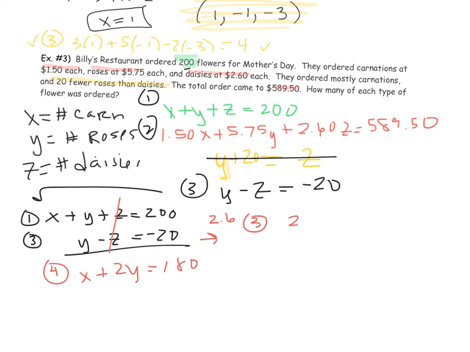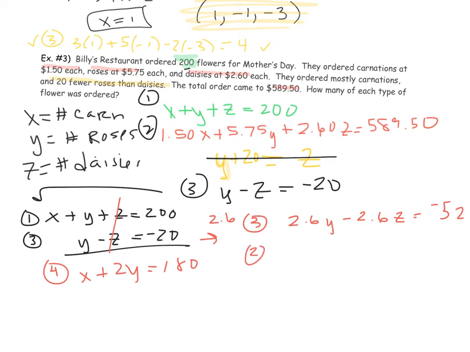Okay, so we get 2.6y minus 2.6z equals negative 20 times 2.6. Negative 20 times 2.6, I got negative 52. Okay, so then we're going to add that to equation 2. So I'm just going to write equation 2 down.